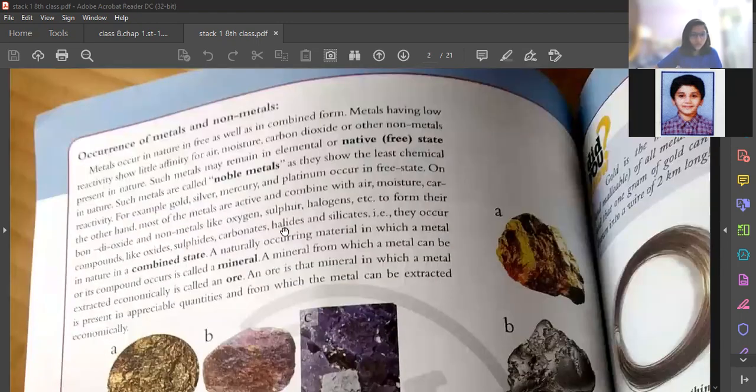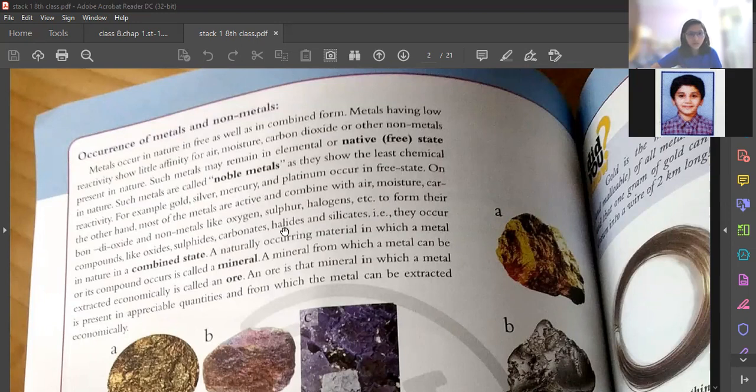Now tell me the occurrence of metals and the non-metals. How are you getting the metals first? Sir, in the ores. In the form of ores. Very good. See, most of the metals exist in the earth crust itself. Earth crust means the outer layer of the earth. So almost all the metals are naturally obtained from the earth crust.